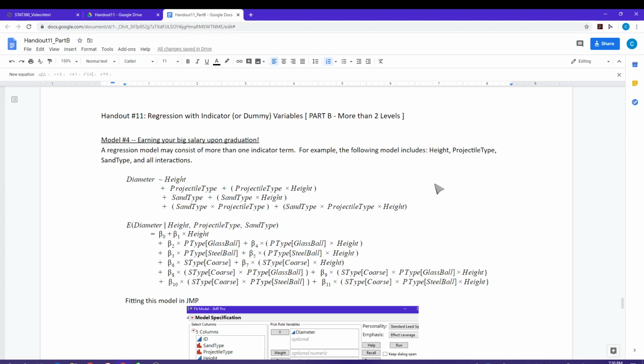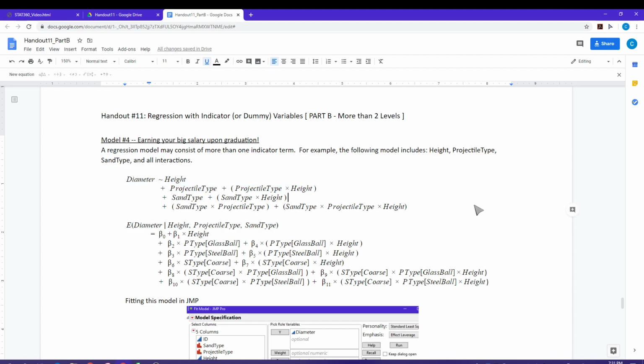So here what I'm doing is looking at more than one indicator term. So I'm going to put an indicator term in the model with respect to projectile type. So this is the model 3 here. And then what I'm going to add to it is an effect for sand type. And then I'm going to do a sand type times height, so that's going to be the interaction. And then I'm going to allow for an interaction term between sand type and projectile type.